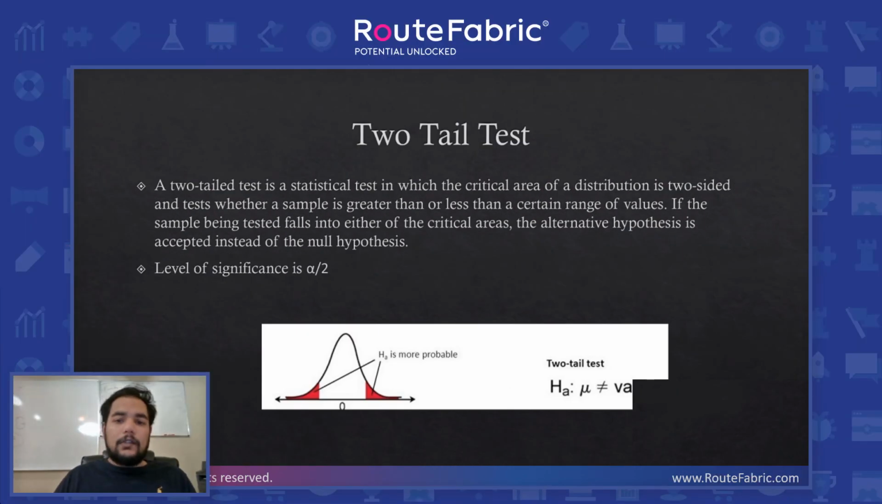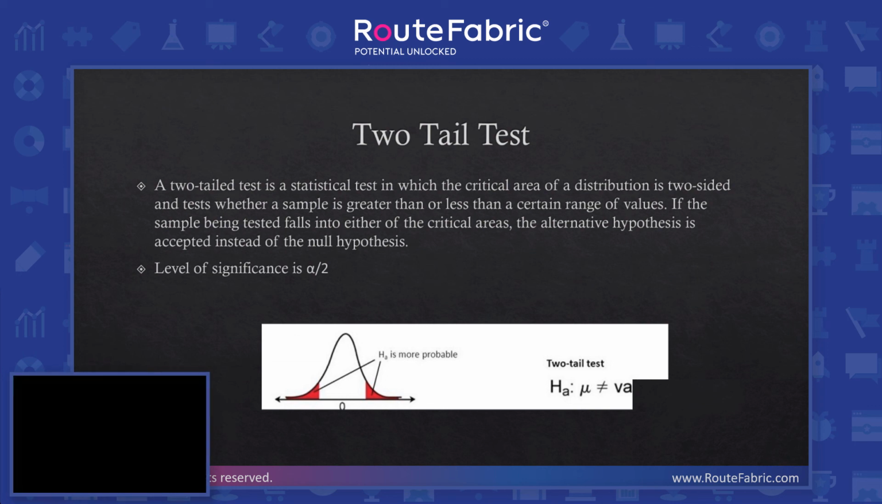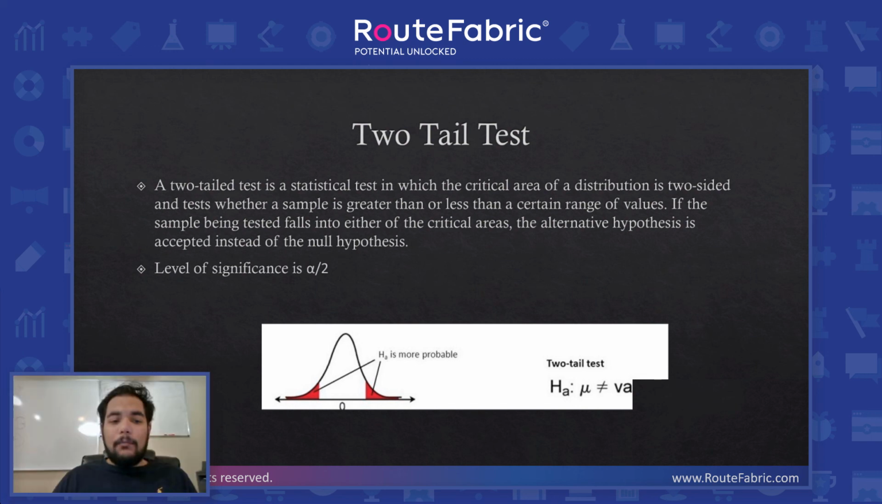Now let us look at the two-tailed test. A two-tailed test, unlike a one-tailed test, has two areas where if the value falls, then we reject the null hypothesis. This happens when the null hypothesis is equivalent to the value and the alternate hypothesis is not equivalent to the value. If the sample being tested falls into either of the critical areas, then the alternate hypothesis is accepted instead of the null hypothesis. The level of significance for a two-tailed test is alpha by 2, whereas for a one-tailed test it is just alpha.